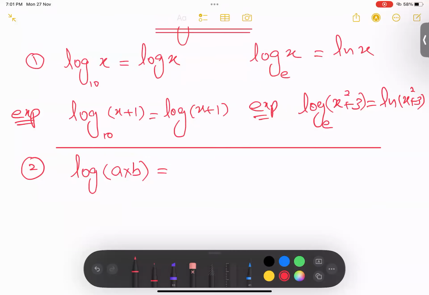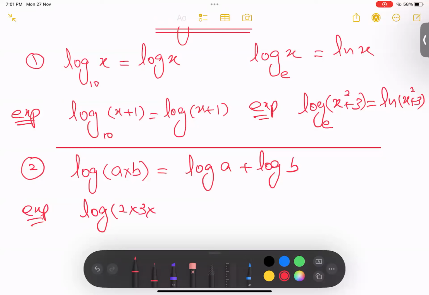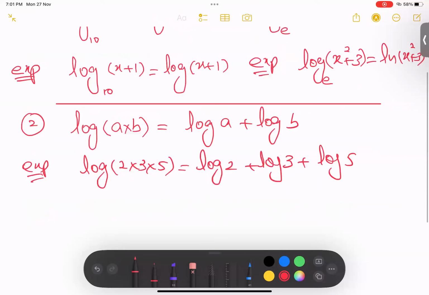So let's start. How can we apply this? Log of a times b equals log of a plus log of b. It means whenever there is multiplication, I convert it into a plus sign, and log distributes, one with a and one with b, the way I wrote. Let's see an example: log of 2 times 3 times 5 can be written as log of 2 plus log of 3 plus log of 5. I hope this point is very clear.